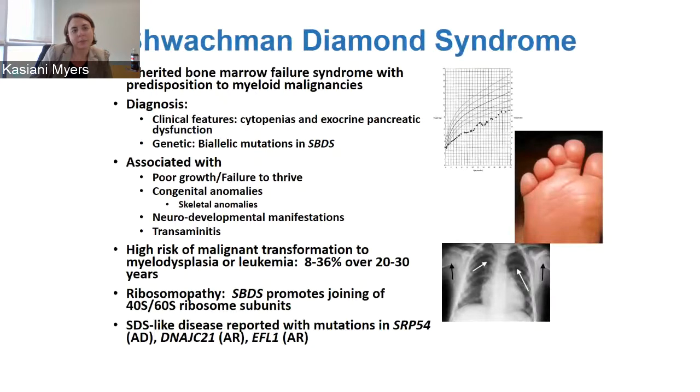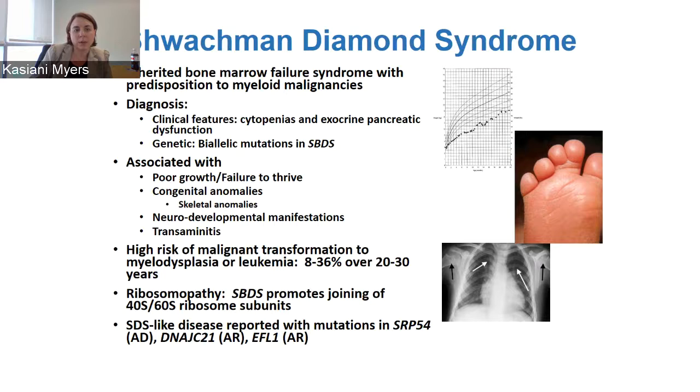We all know that Shwachman-Diamond syndrome is an inherited bone marrow failure syndrome with predisposition to myeloid malignancy. Classically, patients have cytopenias in conjunction with exocrine pancreatic dysfunction, and the most common cytopenia, of course, is neutropenia, which can be quite intermittent in some patients. The vast majority of patients have biallelic mutations in the SBDS gene, and that's about 80 to 90% of all patients. And the diagnosis of Shwachman-Diamond syndrome is associated with poor growth and failure to thrive, congenital anomalies in about 50%, most often skeletal, although they can be quite varied.